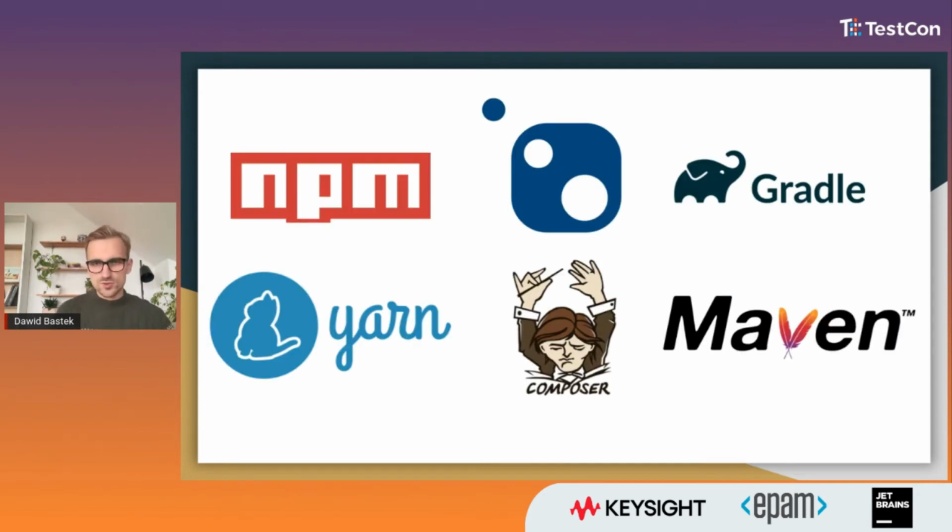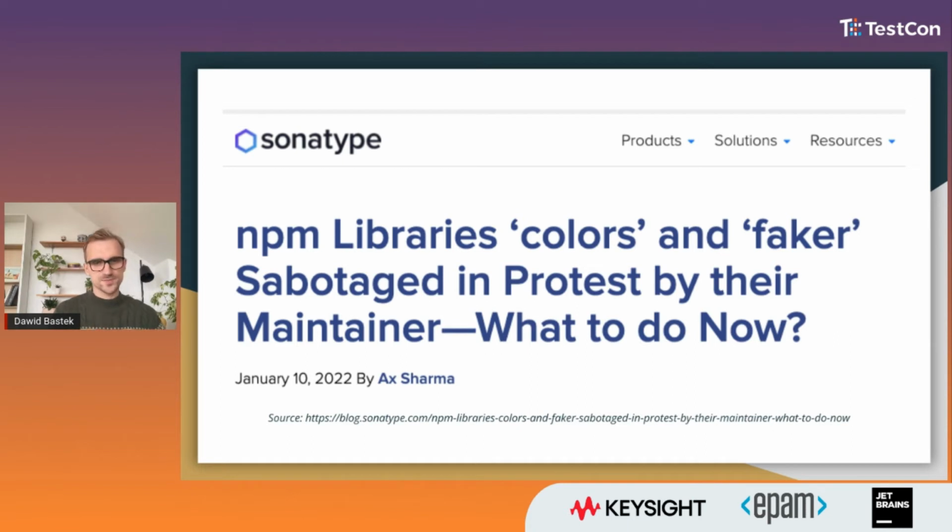And there are some examples: npm, yarn, gradle. Probably you heard about them, maybe NuGet, and they are really useful. They are not only for keeping your environment the same for everyone, but also they help you to keep your project safe. And there was a situation at the beginning of this year when a creator of npm libraries like Colors and Faker sabotaged their project. Colors has like 3 billion downloads, and Faker like 300 million downloads. So it's quite huge numbers, right?